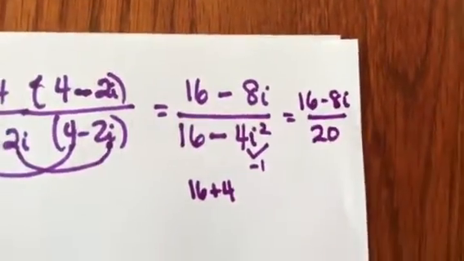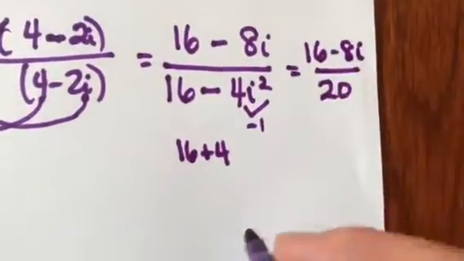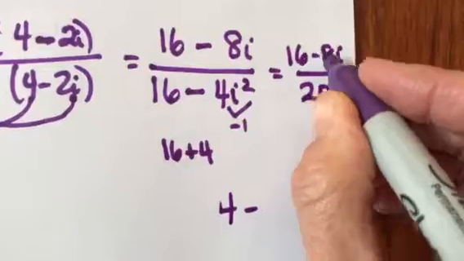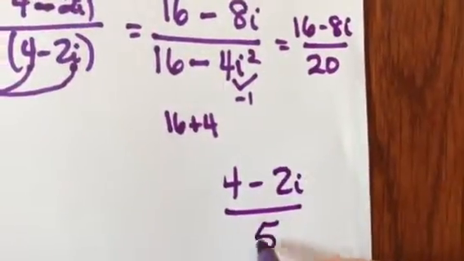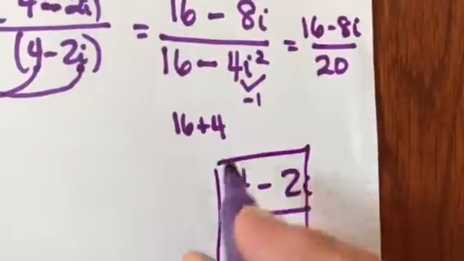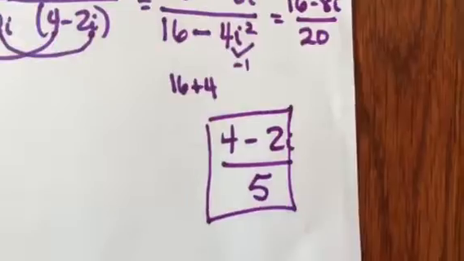Notice what will go into all these? 4. So make sure you reduce it. 4 will go into 16 4 times. 4 will go into 8 twice. 4 will go into 20. So that should be your final answer right there. Whoops, looking through my phone, I'm having a little problem boxing that in.